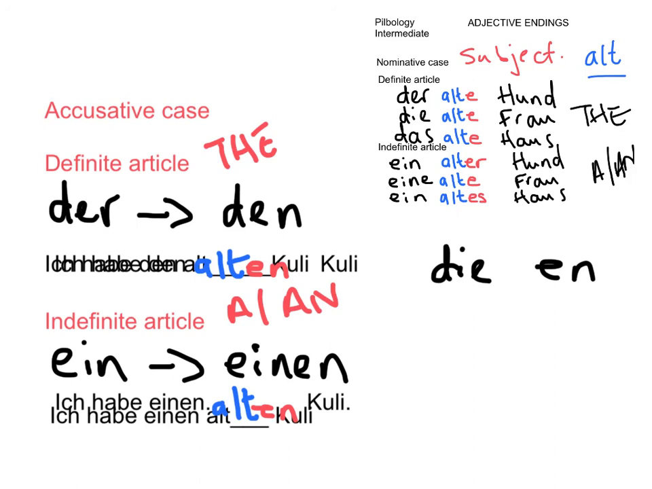Okay, as long as you know what the plural forms of the nouns are, all you're adding is die and then the adjectival ending en. It's exactly the same for accusative as it is for nominative. Okay, that is adjectival endings in a nutshell.